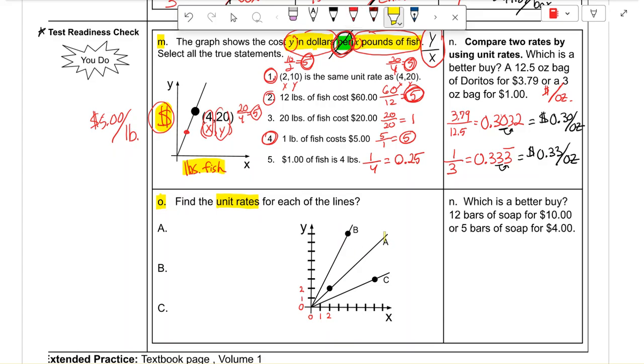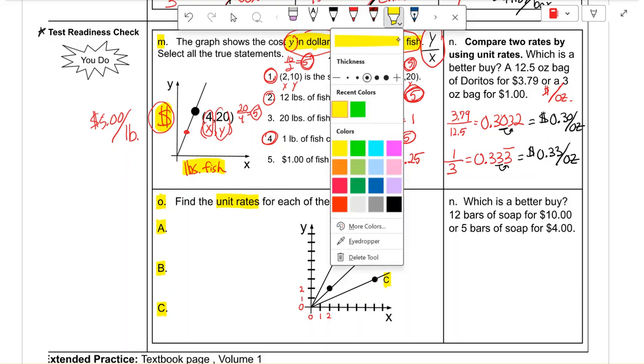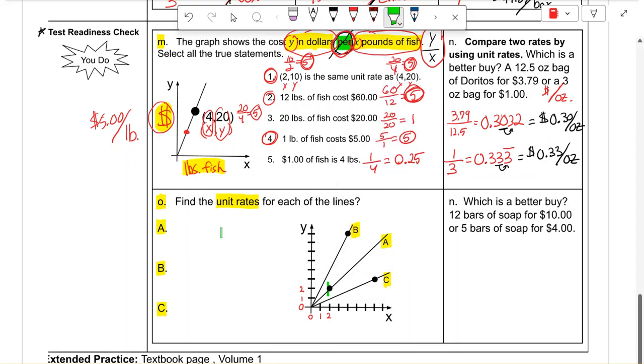This is line A, this is line B, and line C. So don't get them mixed up with A, B, and C over here. Make sure you're doing the right one for the right one. Then, once you're set and ready to go, you're looking for A first. This is A. Here's A right here. Now, what point is that?